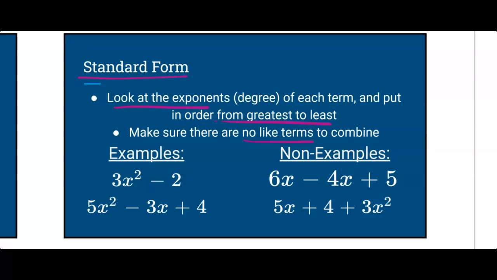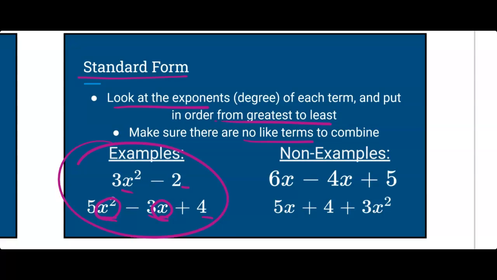And then you have no like terms, that's when it's standard. So my examples here, we have x squared and then no x. So that's greatest to least. And then x squared, x, no x. So that's, again, greatest to least. We don't have any like terms. Remember, our like terms have to be identical. So an x squared and an x are not like terms because they are not identical to each other.